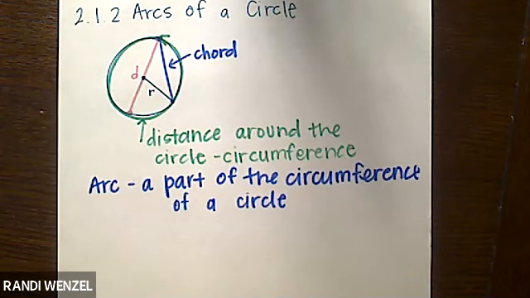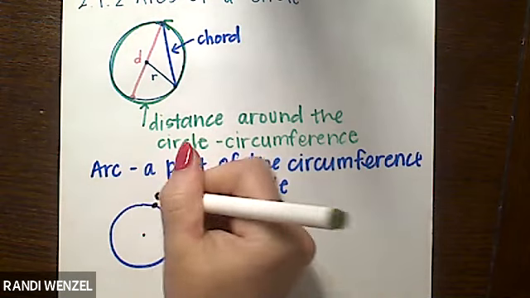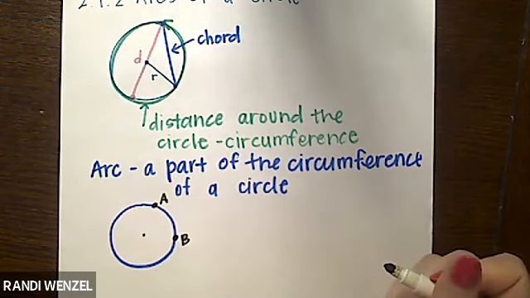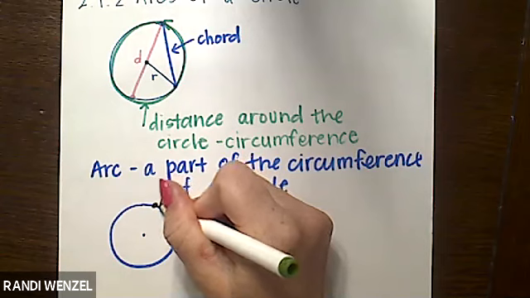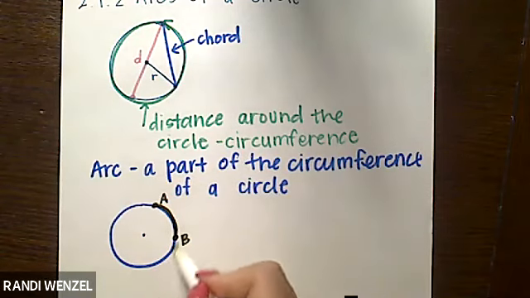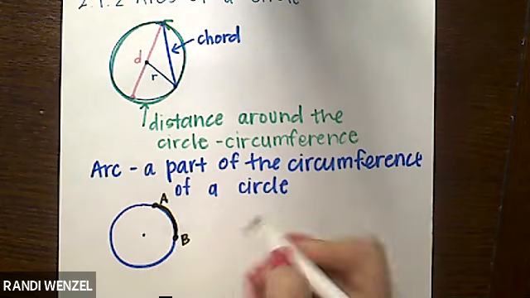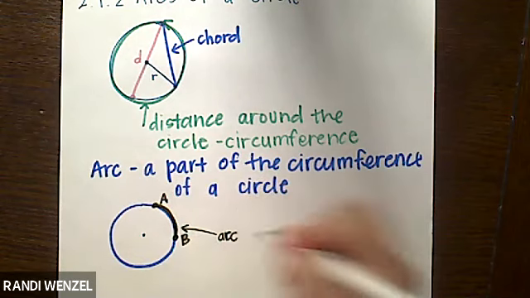So if you have your circle, we're centered. And let's say we have point A on our circle and point B on our circle. So from here to here is an arc. It's part of the circumference of the circle. So it's not all the way around. It's from here to here on the circle. So that right there is an arc. Oops, I almost spelled arc wrong. Arc.